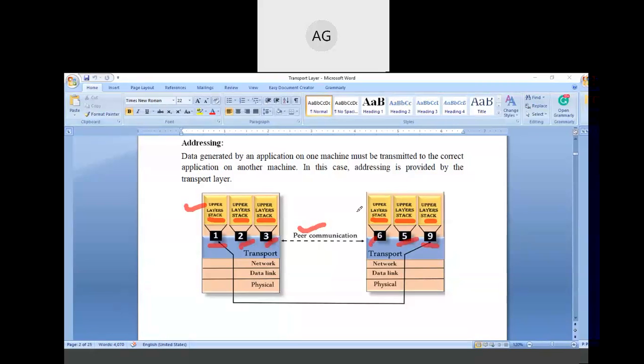So this can only be possible through addressing, because the application at one machine must be transmitted to the correct application at the second machine. If this is not done, then the service from one machine will go in a different manner, and the receiver will not be ready to receive that service. So that's why addressing is very important.